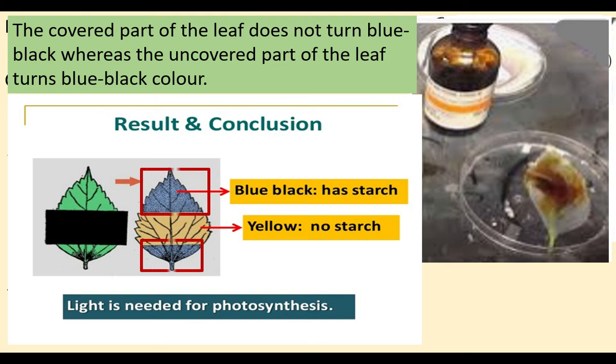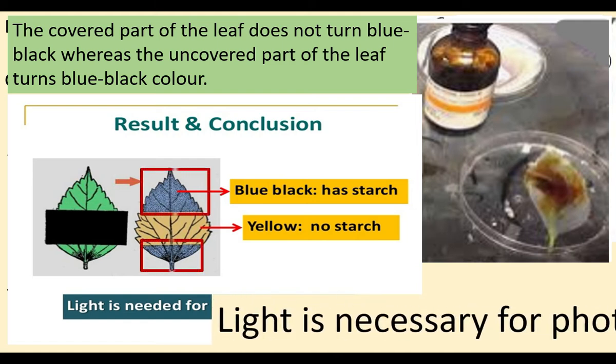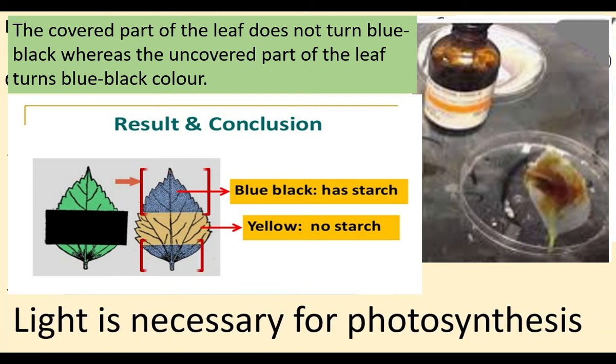That means the uncovered part was exposed to sunlight that produced starch. So this indicates that light is necessary for photosynthesis. The part of the leaf exposed to the sunlight produced starch.